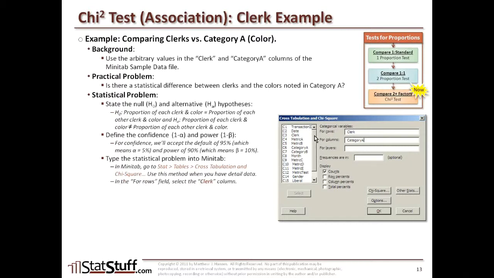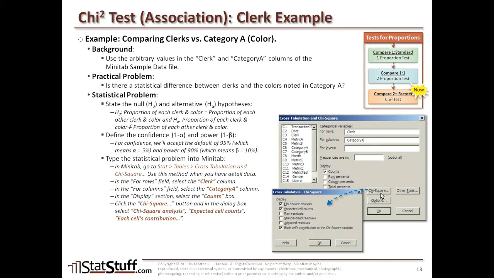So in the For rows field that's selected in there, we're going to select clerk. And then for the For columns field, we're going to select category A. And then in the display section, we're going to select the counts box under here. That's what we want to see in the counts. And then we select the Chi² button, and it opens up a new dialog box. Normally, what I like to see when I select that option is I like to check these boxes here: the Chi² analysis, the expected cell counts, as well as each cell's contribution to the Chi² statistic.